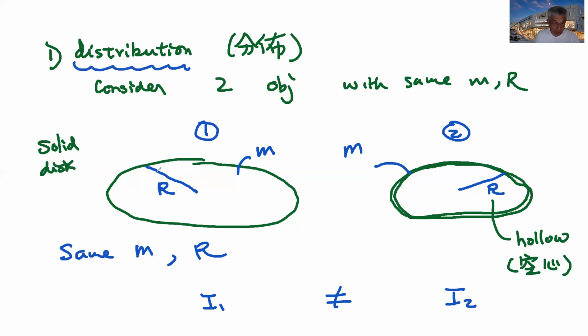This one distributes the mass everywhere, here, here, here. But this one only has the mass at the outside. So which one do you think is going to have a larger I? Of course, this one, because every single particle has the same R. Let me change the color here. Same R for all particles, but not this one here.